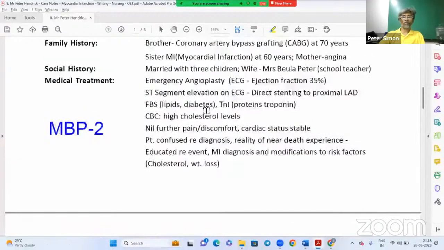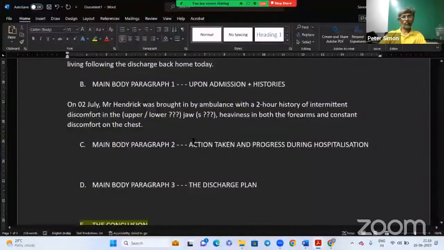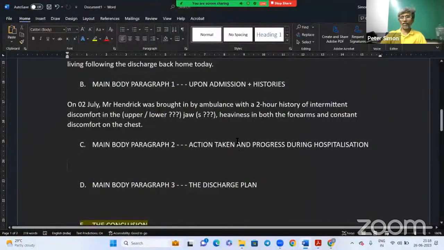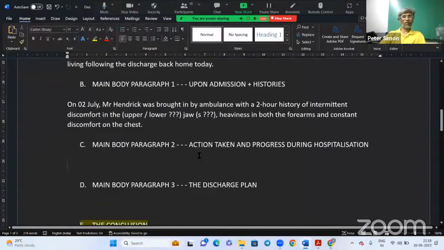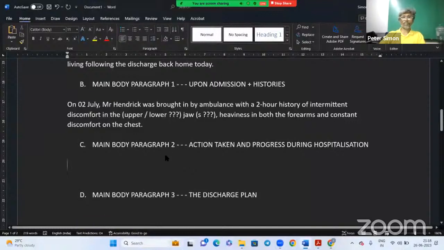So now, here, the main body paragraph: action taken and progress during hospitalization. You can write one by one. Let us now follow sentence by sentence. How are we going to write sentence after sentence? We are bothered about the sentence making, how we are going to make the individual sentence. So instead of paragraph, let us take sentences now.